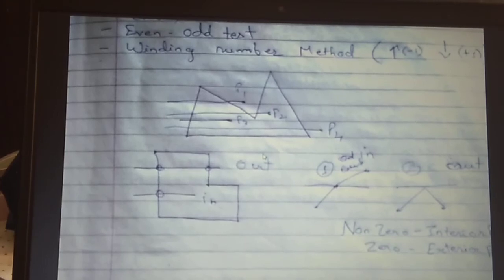And then find the sum of these numbers. If the sum is non-zero, then the point is inside. If the sum is 0, then the point is outside.